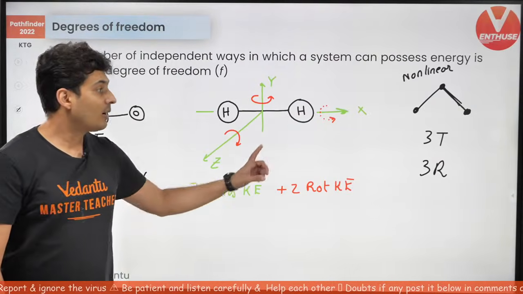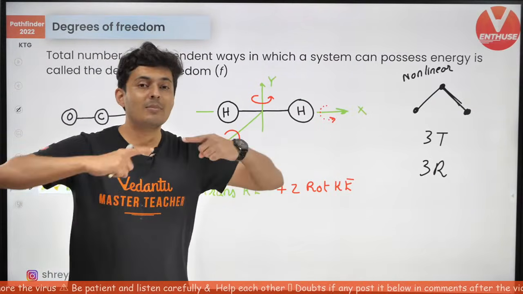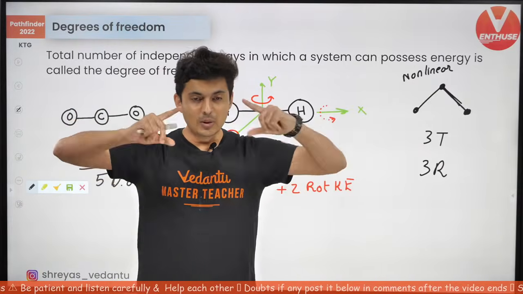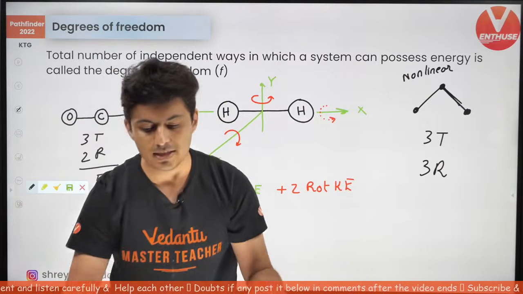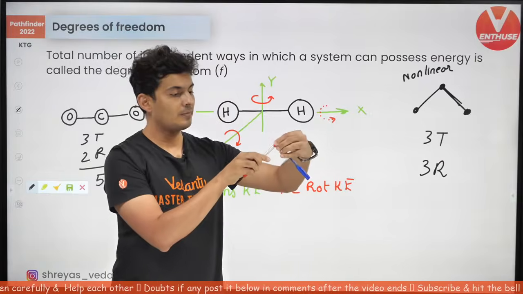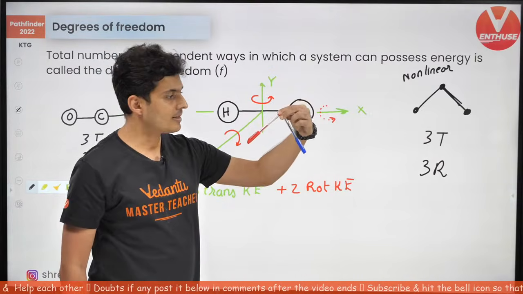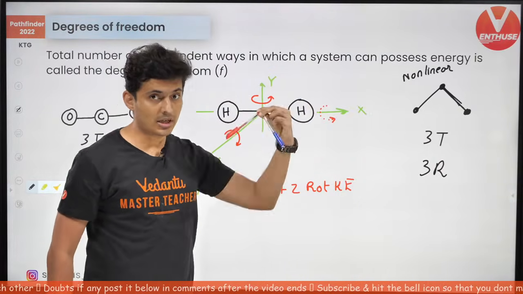For non-linear molecules, why will I have 3 rotations? Because they are not in a straight line. So when I rotate, imagine a molecule at an angle like this. I can spin it like this. The rotation will be significant.